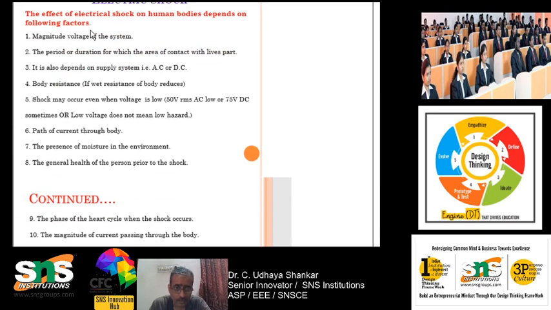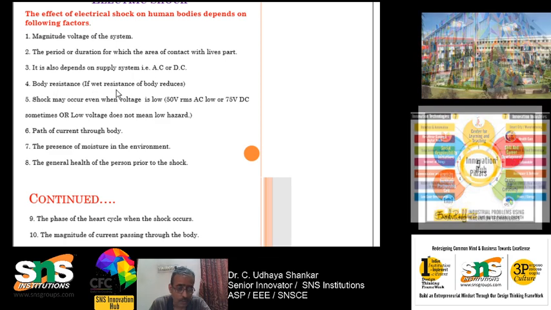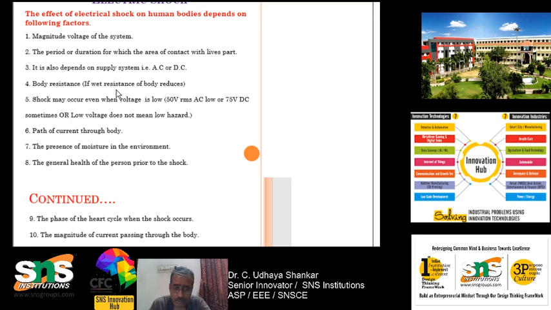The magnitude of the voltage of the system, the duration for which the person is in contact with the live part, and it also depends upon the supply of the system, whether it is AC or DC, and also the body resistance. If the body is wet, the body resistance will be very low, and because of that the shock will be very high. So shock may occur even when the voltage is low, that is, even if it is less than 50 volts or 75 volts.